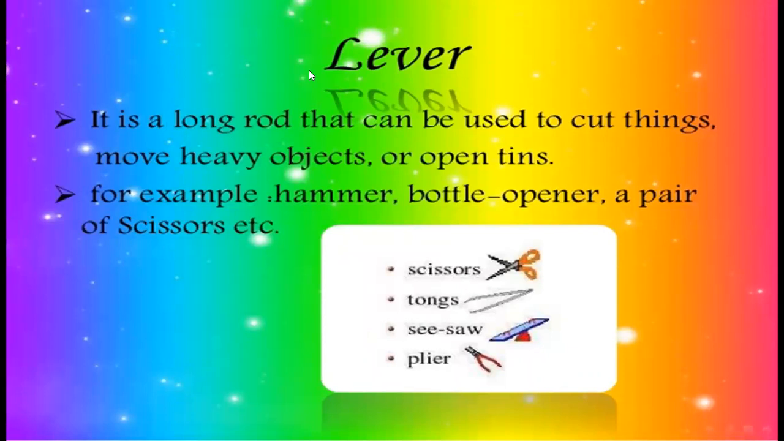Again, we repeat the definition of lever. It is a long rod that can be used to cut things, move heavy objects or open tins. Examples are hammer, bottle opener, a pair of scissors, etc. What is a lever? It is a long rod that can be used to cut things, move heavy objects or open tins.